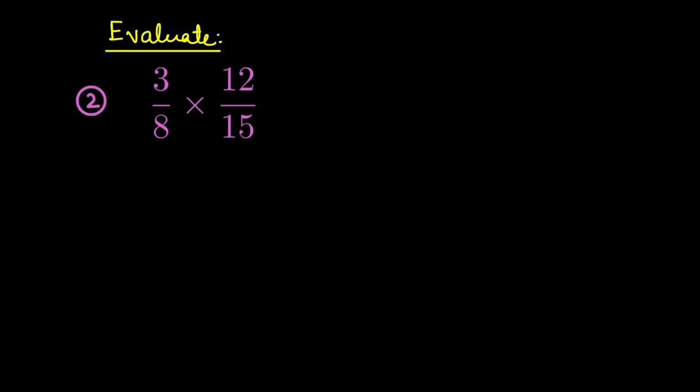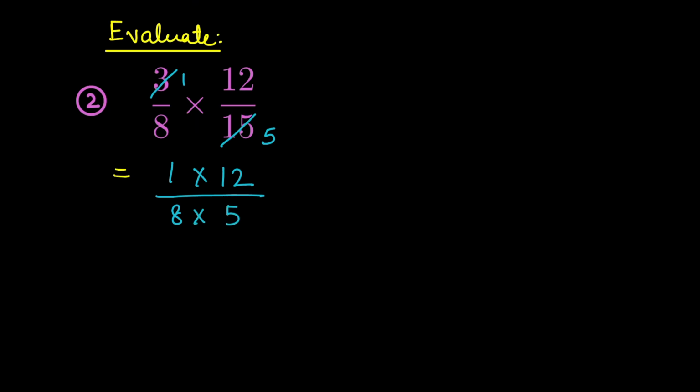Now coming to the next example, it is 3 over 8 times 12 over 15. If we do it directly, let us see, can they be reduced? We'll try to reduce first. 3 and 8 cannot be reduced further. We check, can 3 and 15 be reduced? Yes, both of them can be divided by 3. So 3 times 1 and 3 times 5. So what do we get? 1 times 12 over 8 times 5.